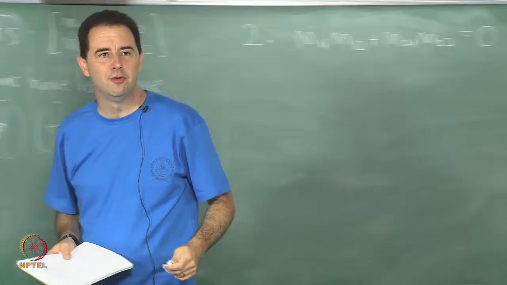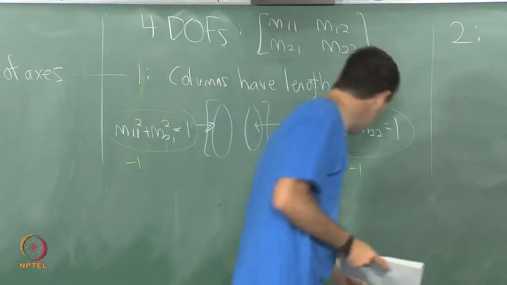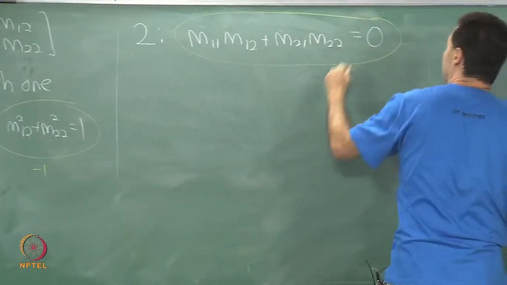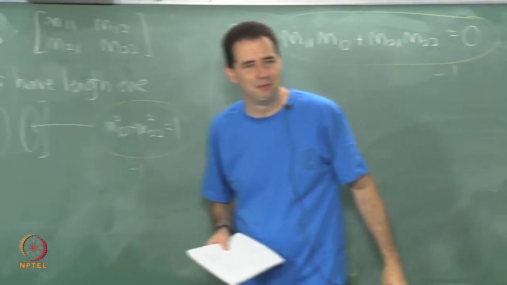How many degrees of freedom did I lose there? 1. Lost 1 degree of freedom. 1 nice constraint here, lost 1 degree of freedom. So let's say that one's minus 1. I hope we have some degrees of freedom left, all right, by the time we're done with this.